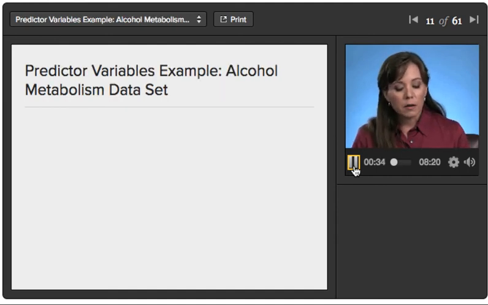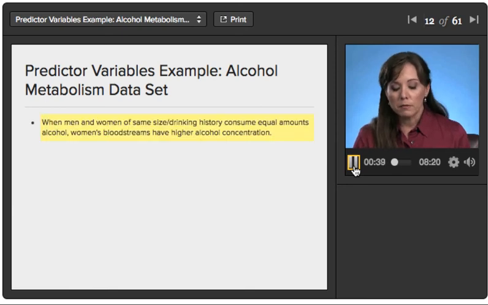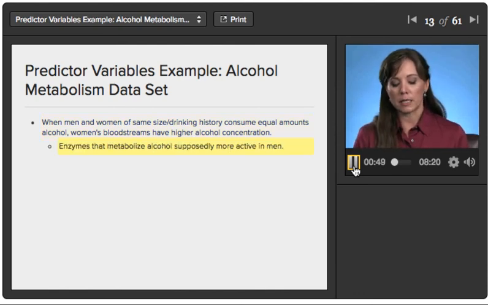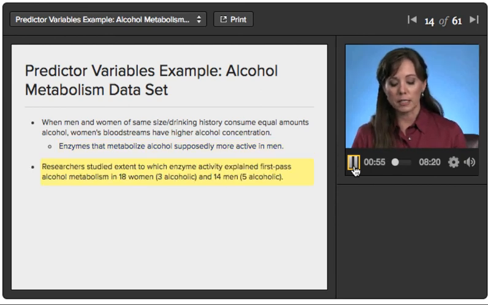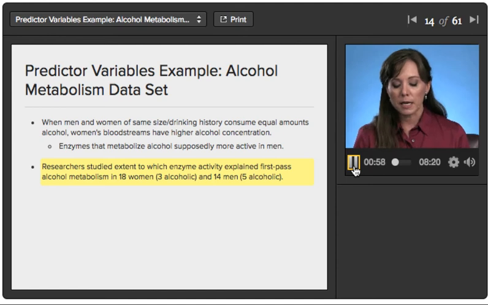Let's look at the alcohol metabolism data set that's in Chapter 11 case studies. When men and women of the same size and drinking history consume alcohol in equal amounts, the women on average carry a higher concentration of alcohol in their bloodstreams. Enzymes that metabolize alcohol are supposedly more active in men than in women. A team of Italian researchers studied the extent to which the activity of the enzyme explained the first-pass alcohol metabolism in 18 women and 14 men.